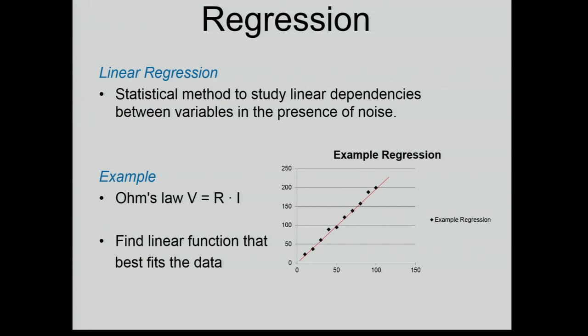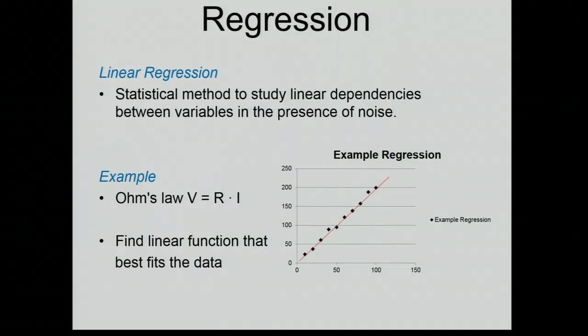Okay, so the regression problem in this talk, we're just going to look at linear regression, which is a statistical method to study linear dependencies between variables in the presence of noise. A very simple example here is Ohm's law. The voltage is the resistance times the current, and we get a bunch of voltage-current pairs, and we're trying to learn this line that best fits them, the unknown resistance. And throughout the talk, we'll see various definitions of fitness.